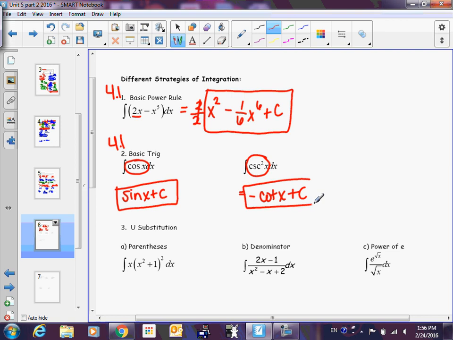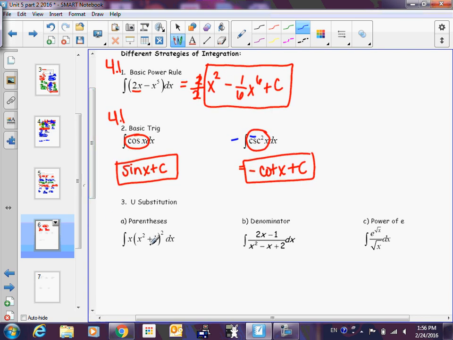Here's something else that somehow makes more sense to students. Put a negative here and put a negative there. So this negative goes in the front, and that takes care of the derivative of cotangent x. These are things I would look for first, because these are things we've been doing for a very long time, and you don't want to overcomplicate an easy problem.